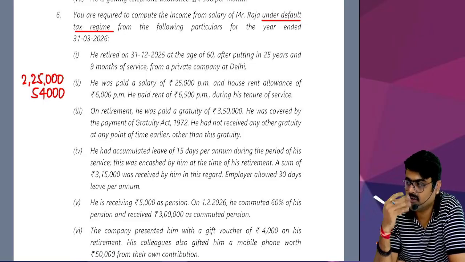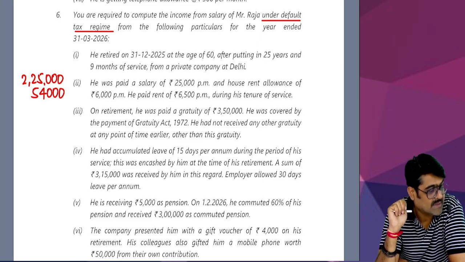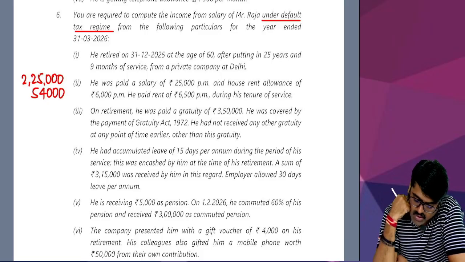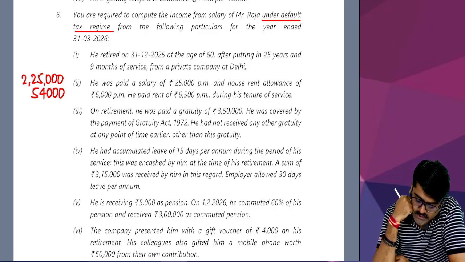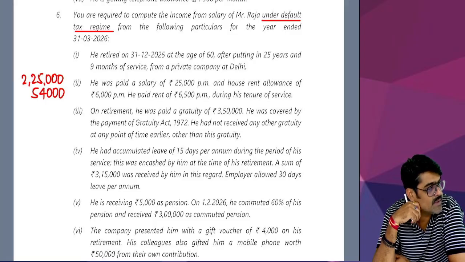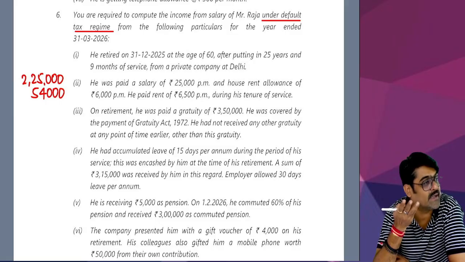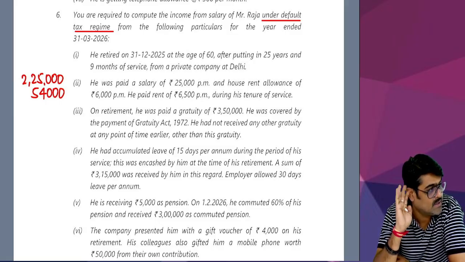So even if he has paid the rent, now he is not going to get any exemption. Understood? So now on retirement he was paid gratuity. He was covered by the Payment of Gratuity Act. He had not received any other gratuity at any point of time earlier, meaning that under section 10(10), the full 20 lakh limit is still available.